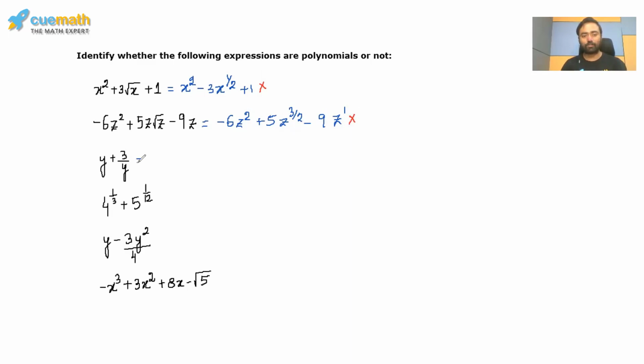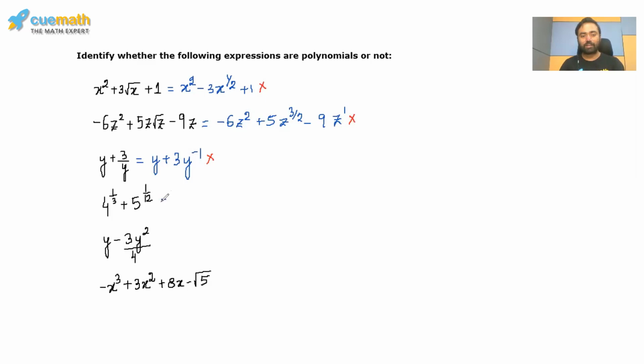Let us look at this expression, y plus 3 over y. And this is going to be written as y plus 3 times y raised to the power -1. So here we have a variable where the exponent is a negative integer. So we clearly cannot have a negative integer as the exponent of the variable. So this is also not a polynomial.